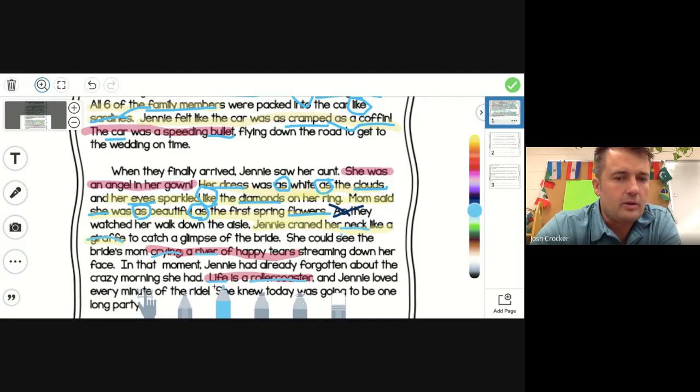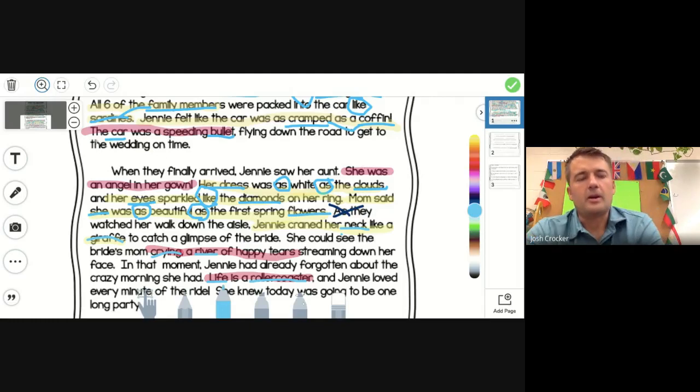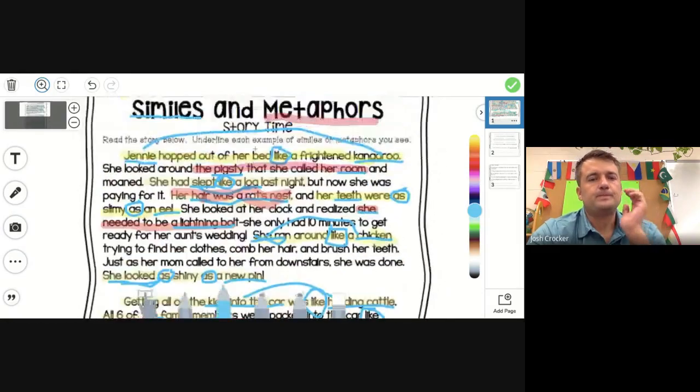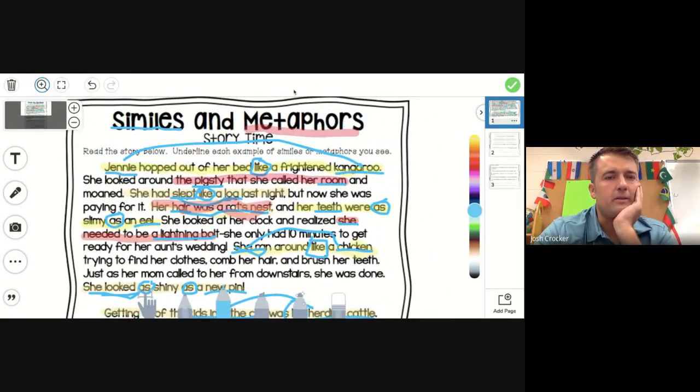It went somewhere good. She knew today was going to be one long party. We could say that comparing today as a party is like a metaphor, but I think she means that in a very literal way. Like weddings are parties. So I'm not gonna work on that one. Okay, so we found a lot of simile and metaphor.